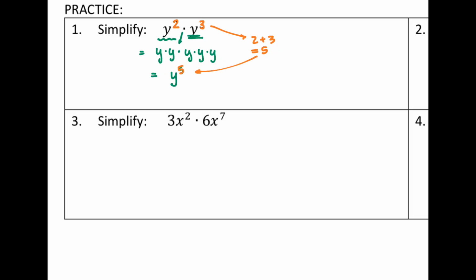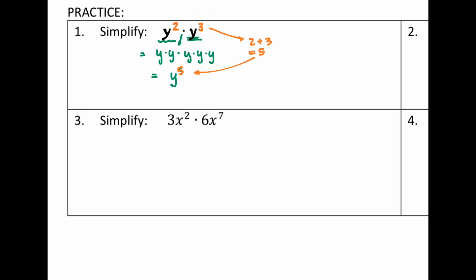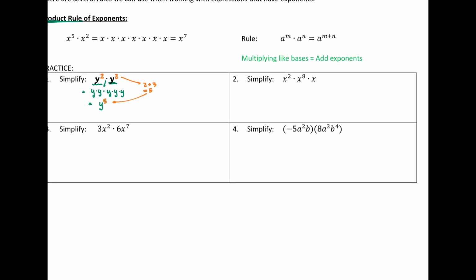So when the bases are the same, the y and the y, and you're multiplying, then you add the exponents. Okay, and that's what this is saying. You multiply like bases means add the exponents.